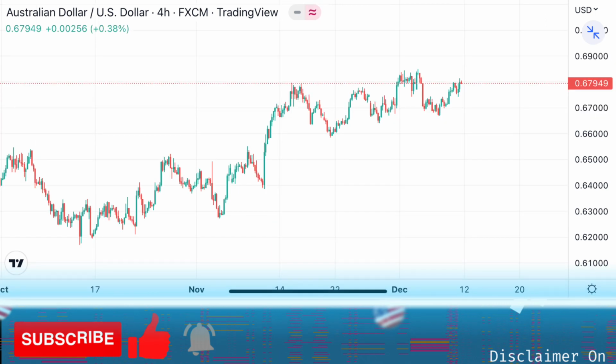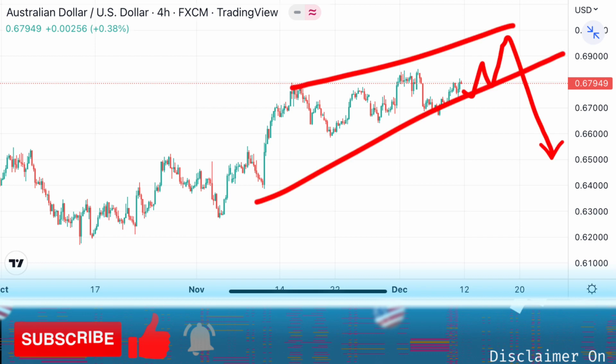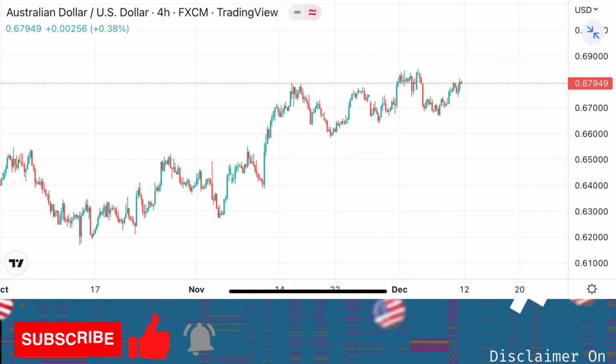So, for those of you still holding the buy position, manage your trade and move the stop loss so you won't lose your profit. And for the Australian dollar next week, my bias is that it will continue bullish a little more and I will find a sell setup.